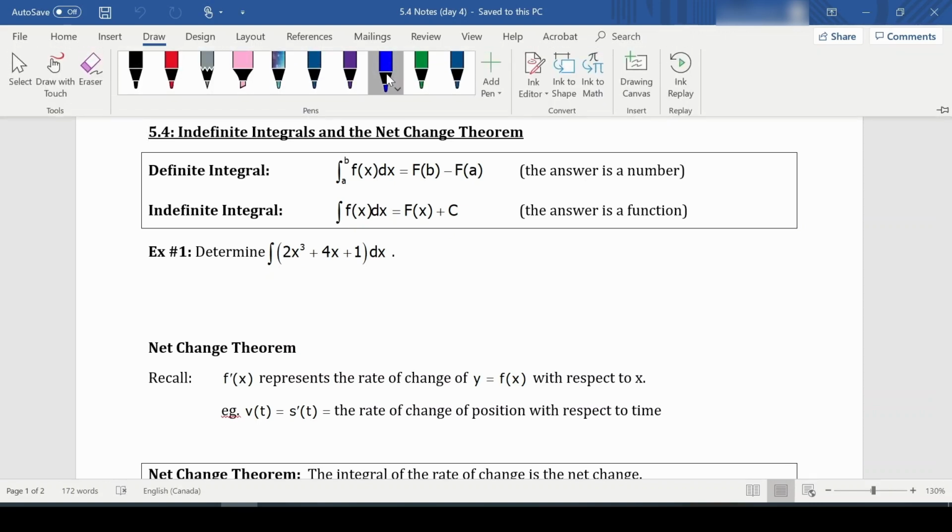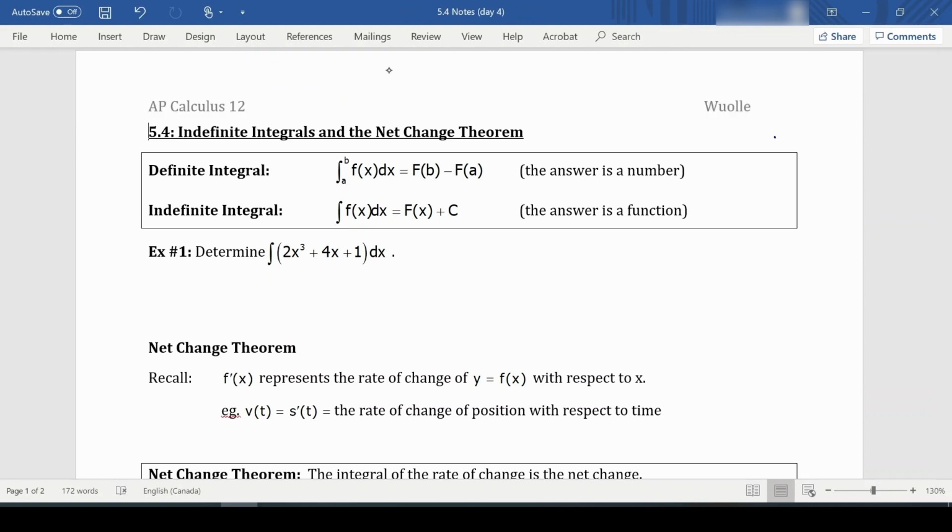Hello and welcome to section 5.4, which is looking at indefinite integrals and the net change theorem. In the last lesson, we looked at definite integrals, which had an upper and lower bound. Our most straightforward way of calculating a definite integral was to find the antiderivative, big F, of the function inside of the integral, little f, evaluate that at your upper bound and your lower bound, and subtract these two answers.